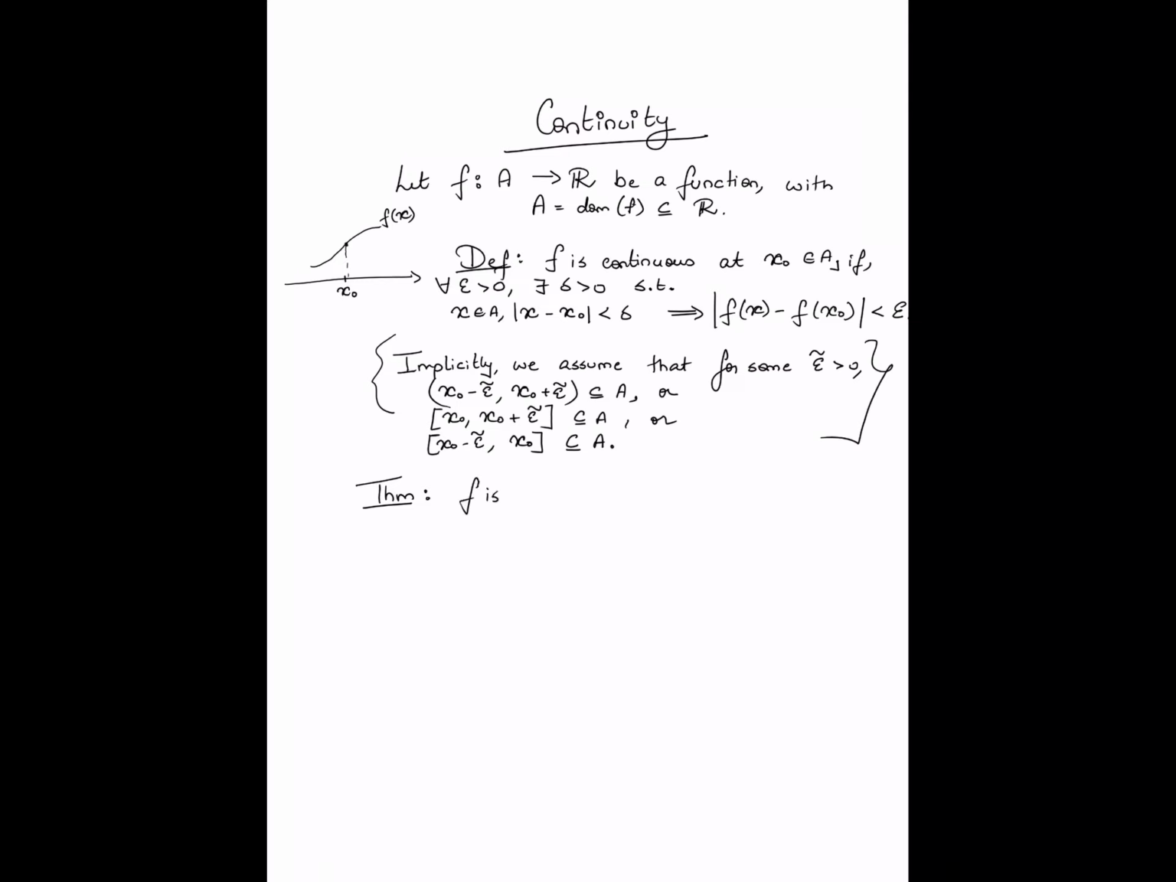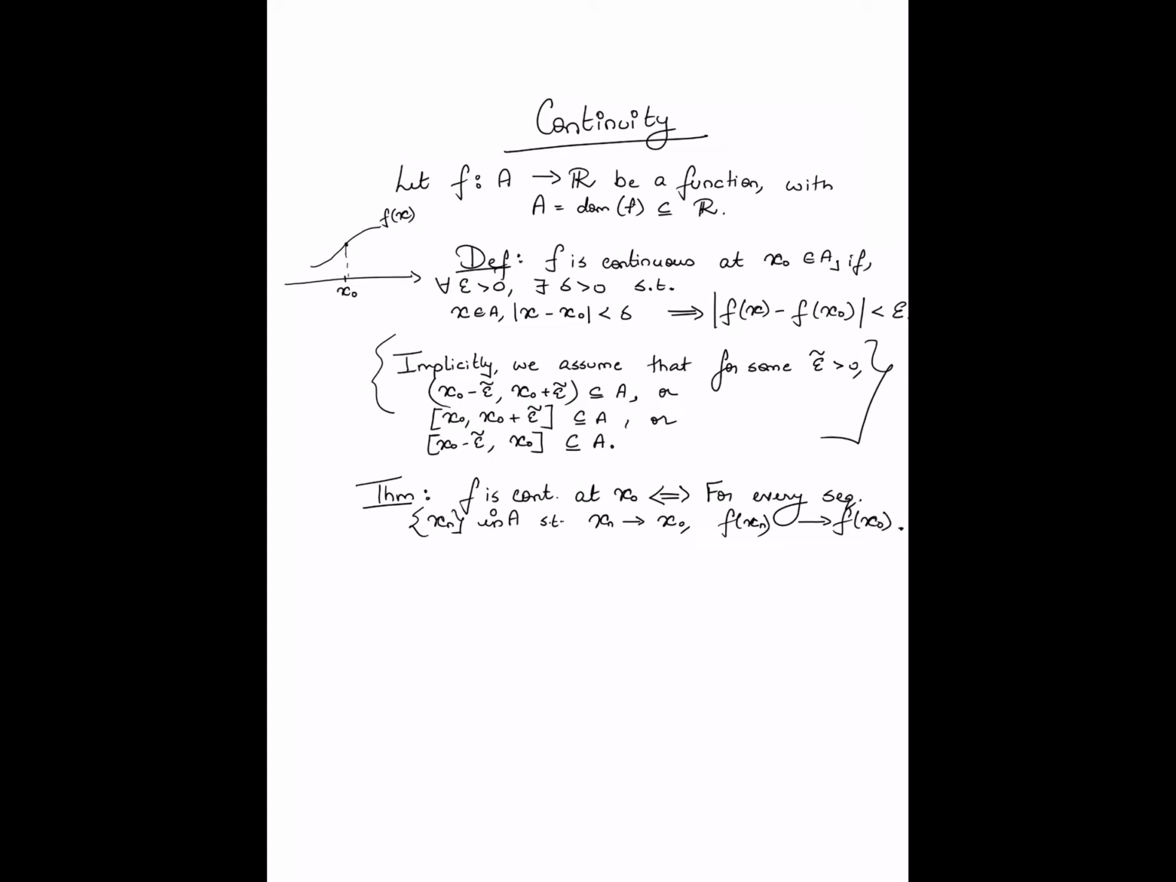F is continuous at x naught if and only if the following is true. For every sequence xn in the domain such that xn converges to x naught, we have that f of xn converges to f of x naught.